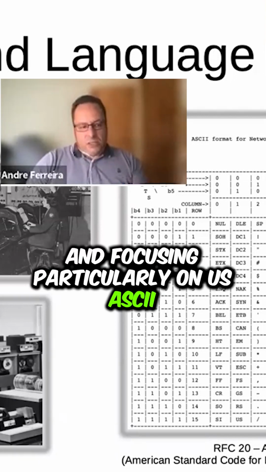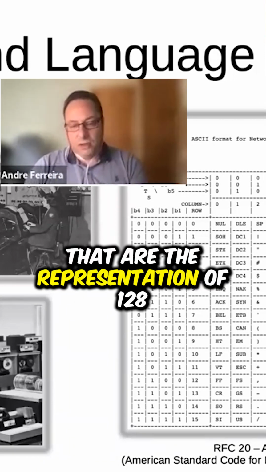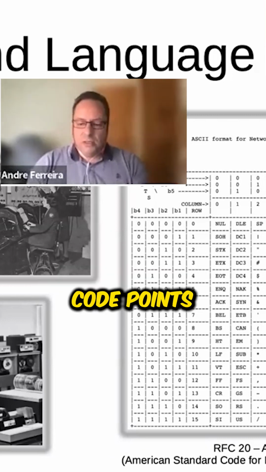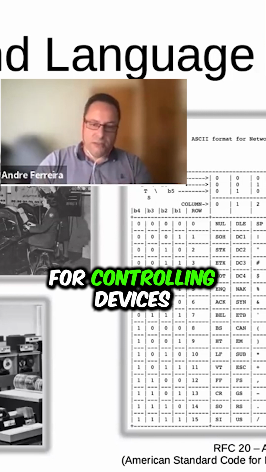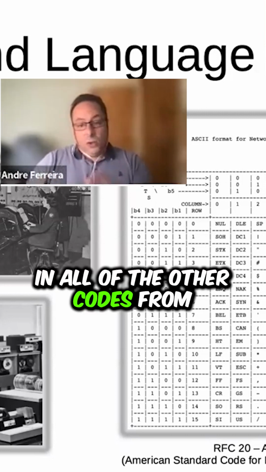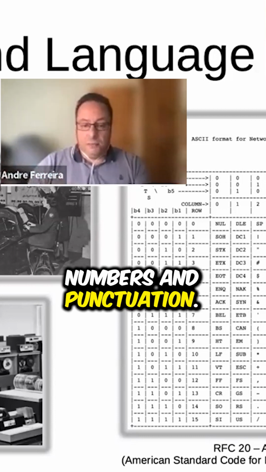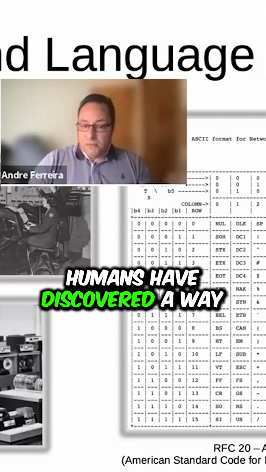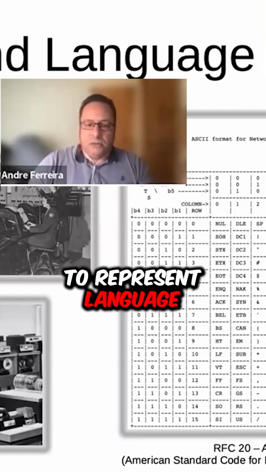And focusing particularly on US-ASCII, which has 7 bits that allow the representation of 128 code points, the first 32 are control codes that you will use for controlling devices, all devices, and also for magnetic tapes. And all of the other codes, being the alphabet and numbers and punctuation, humans have discovered a way to use on and off, or 1s and 0s, to represent language.